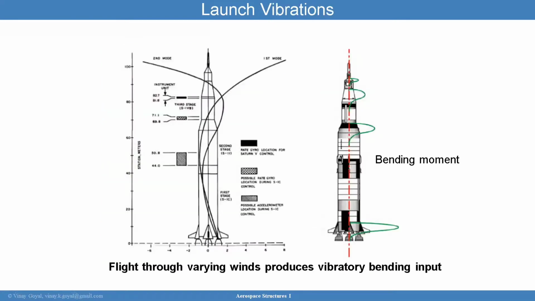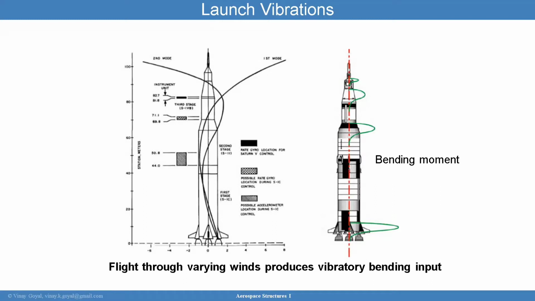It turns out that as a launch vehicle ascends, the flight through the varying winds will produce a vibratory bending input. In other words, the aerodynamic loads are going to cause the vehicle to bend, and you're going to have some dynamic amplifications that could occur. As a consequence, it's very important for us to determine which areas we need to beef up to make sure the structure is robust enough to sustain the loading environments it is going to see.